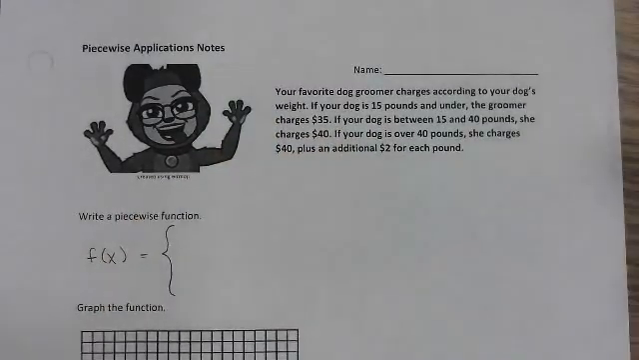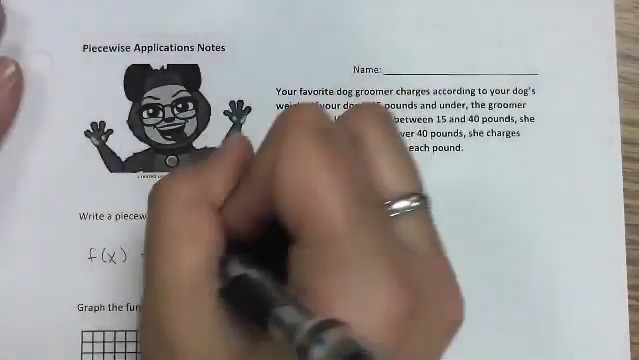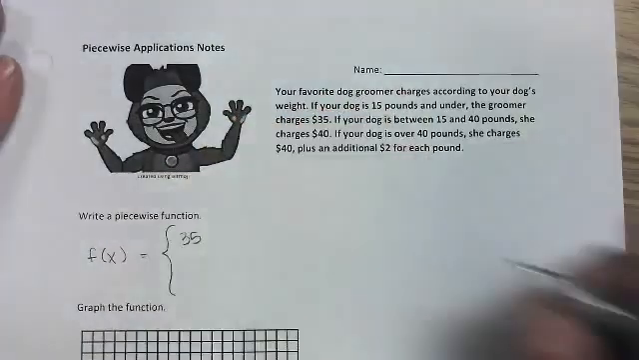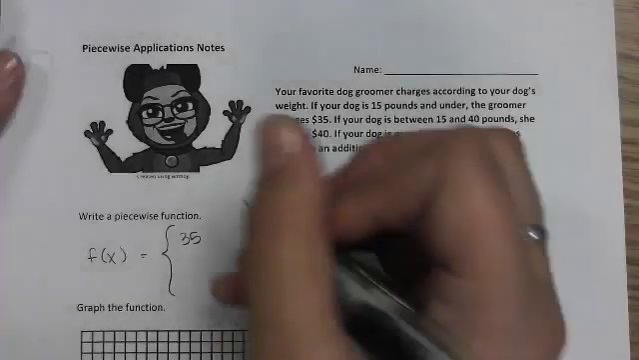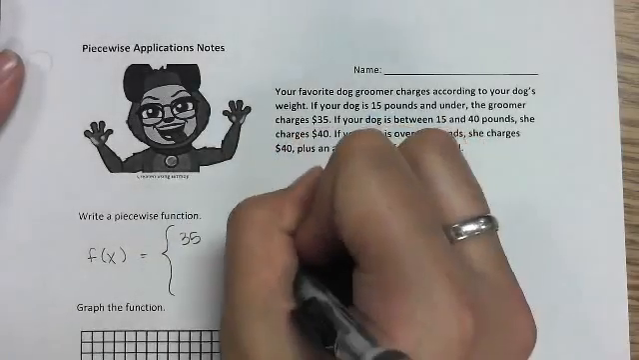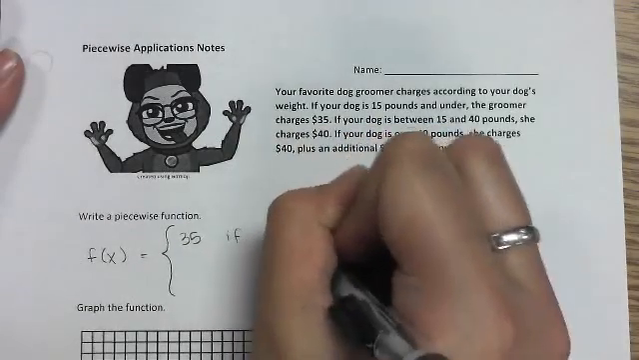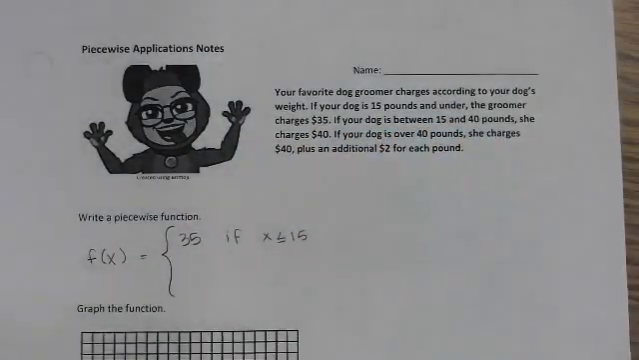So if the dog is 15 pounds and under, the groomer charges $35. So that's a flat rate. If it's 14 pounds or 13 pounds or 12 pounds, that amount does not change. So I'm going to say if x is less than or equal to 15. So 15 pounds and under.